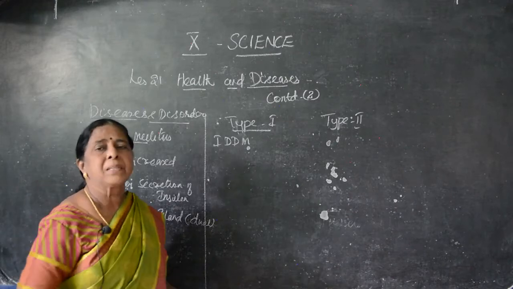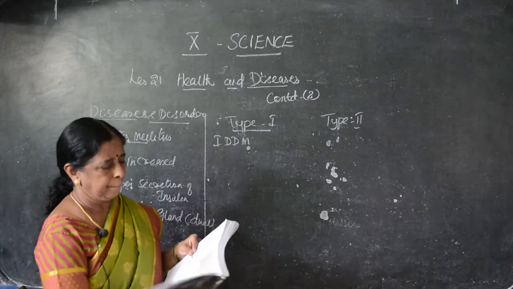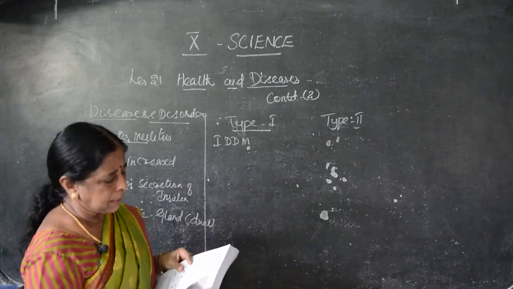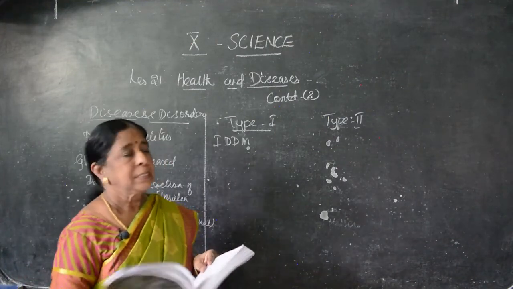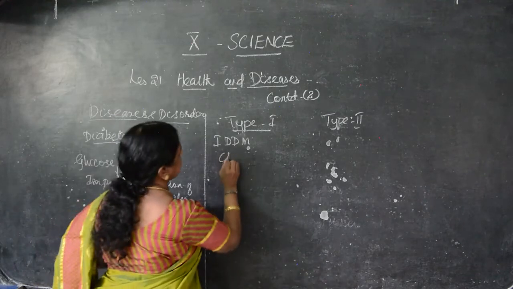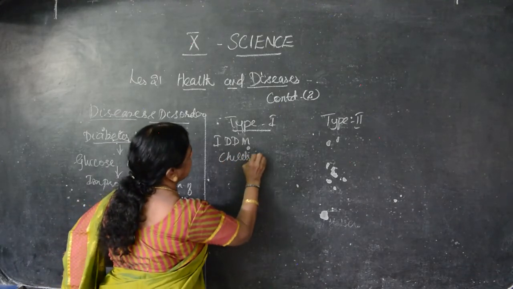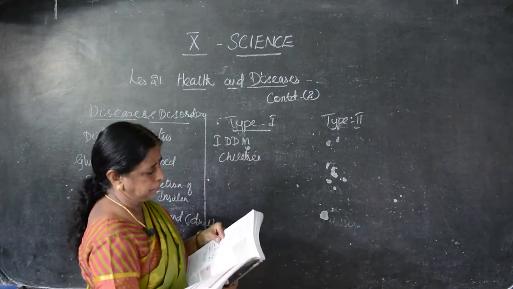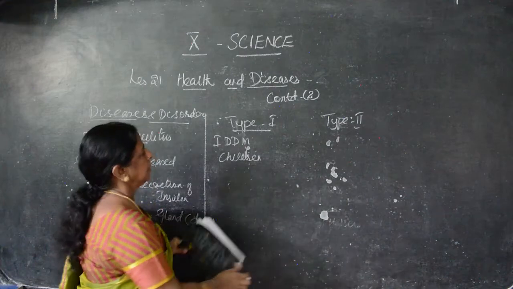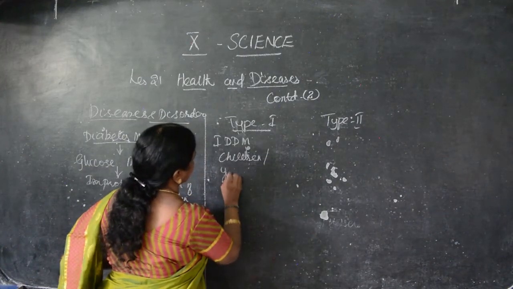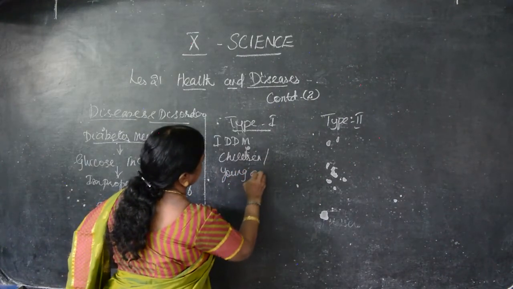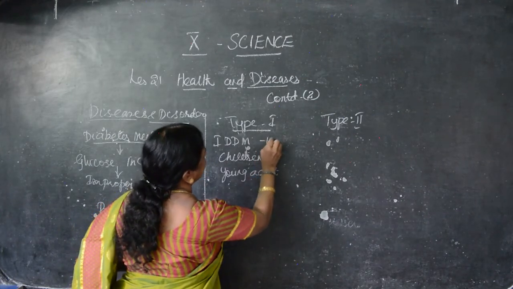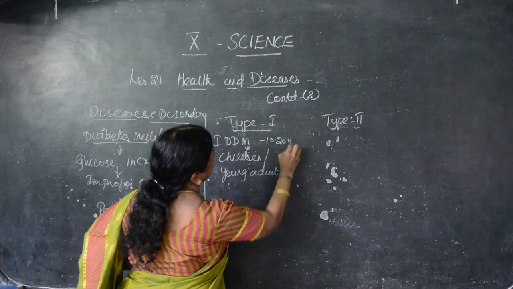What is the main reason for this disease to come to you? Insulin. 10 to 20% of the known diabetics. The condition also occurs in children. This occurs in children only. That is between the age of 20 to 30. Not children only, children as well as adults also. Children and young adults. Maybe 10 to 20 years.